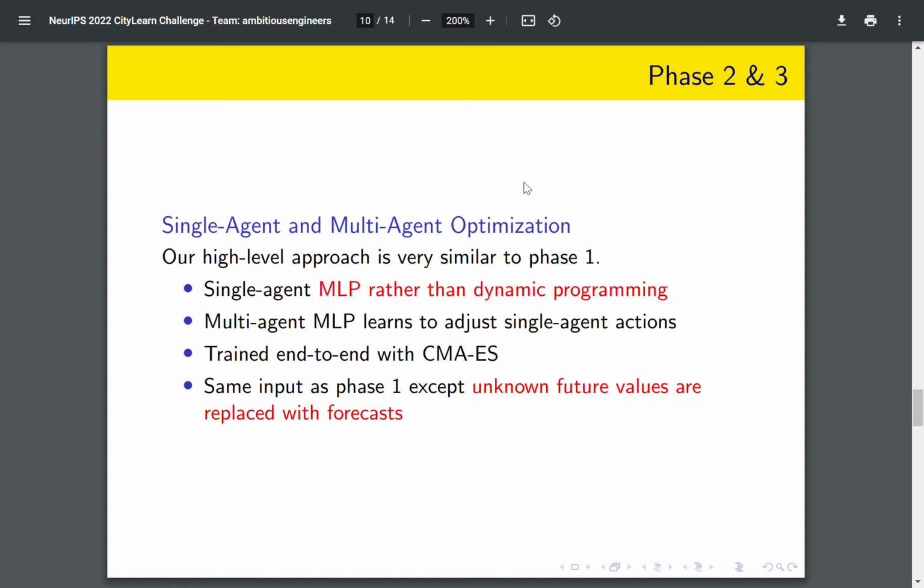So the optimization part of it was very similar to phase 1. Again, here we have a single agent model. The difference is that we use an MLP rather than DP. But again, the single agent actions are fed into a multi-agent model, which learns to adjust the single agent actions. This was trained end-to-end with CMAES, and the input to these models is pretty much the same as phase 1, except we replaced future values with forecasts.